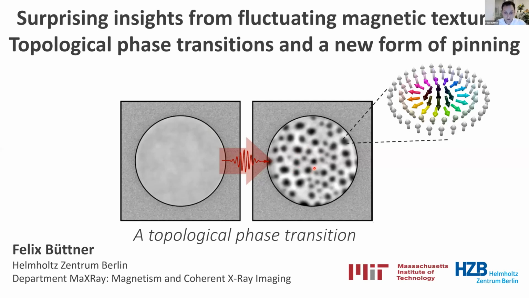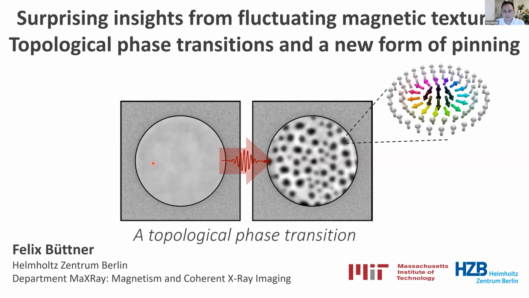In this process illustrated here, we are actually changing the global topological charge of the system. That is what we call a topological phase transition, a transition from a trivial topological state to a state that has a net topological charge. So the first part of this talk will focus on how this transition can actually happen.